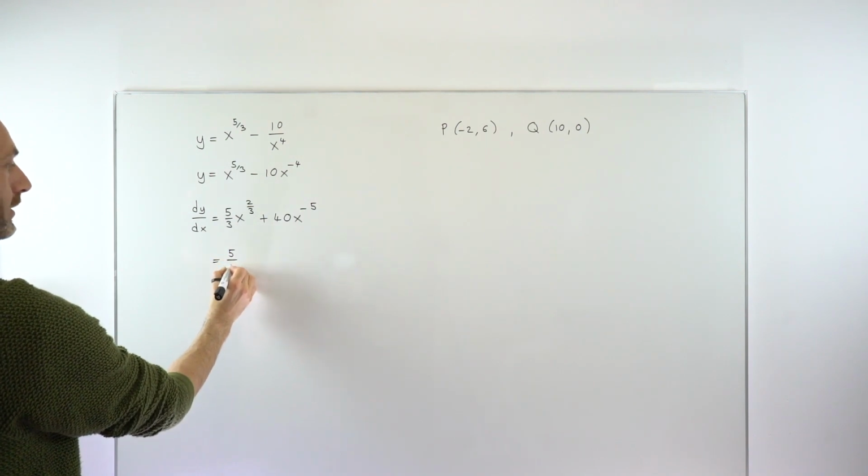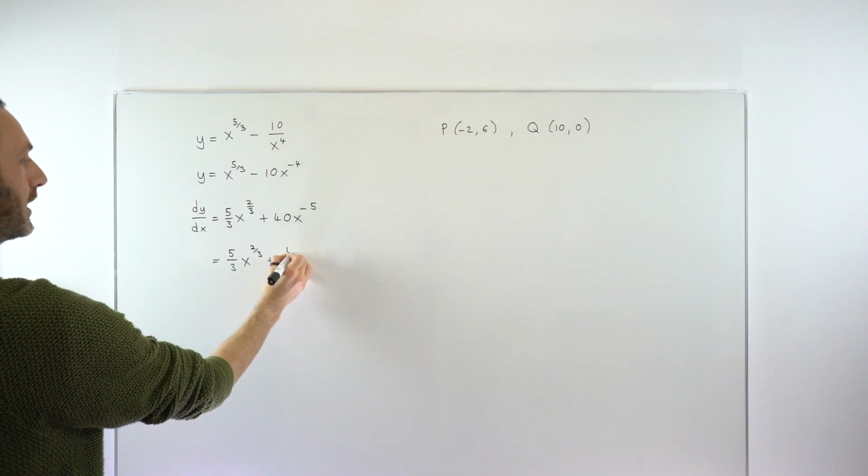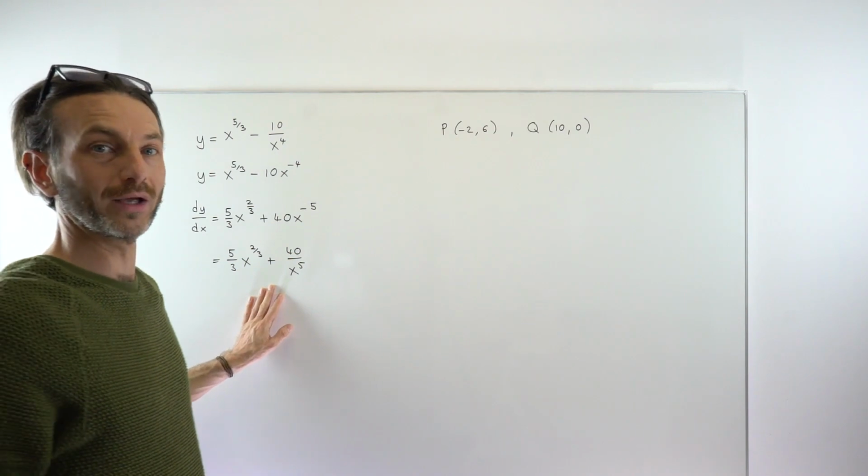So the first term's fine, 5 over 3 x to the 2 over 3. The second term, we're going to make 40 over x to the power of 5. That's as far as that one can go.